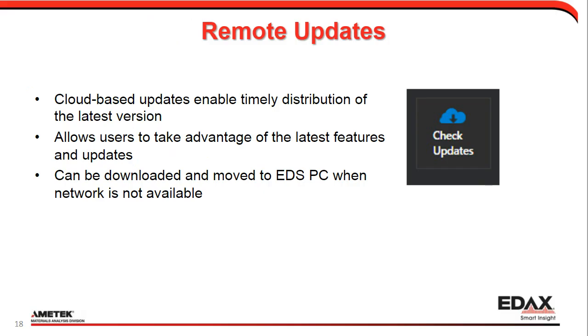We've added remote updates to Apex 2.0. The cloud-based updates enable timely distribution of the latest version. You can simply click on the check updates icon. If there are new updates available, they will be downloaded to your EDS PC, followed by installation. If an internet connection is not available on your EDS PC, you can manually download the file and move it to the EDS PC to install.